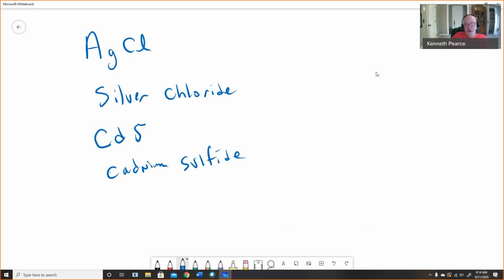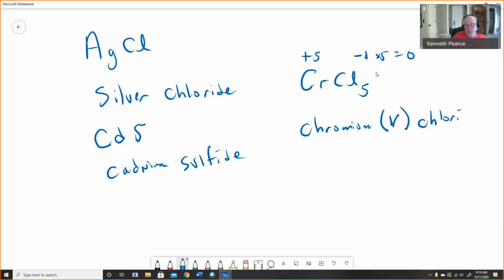But anything that is a transition element or a poor metal that does have more than one charge, such as, say, this one, we would actually have to say, since chlorine is -1 and there's 5 of them, therefore the metal must be +5 to equal 0, we would actually say chromium Roman numeral 5 chloride. So this is something that can trip people up. When do I use Roman numerals?